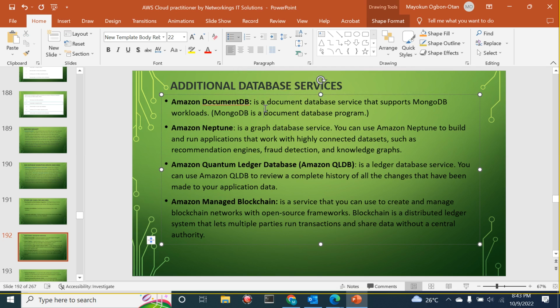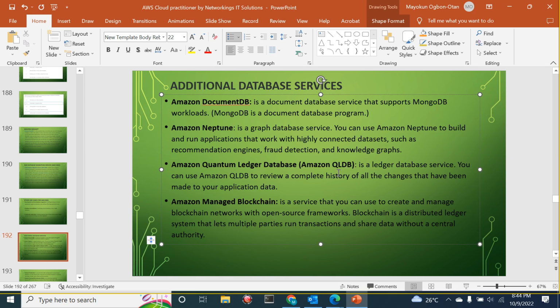Amazon DocumentDB is a document database service that supports MongoDB workloads. MongoDB is a document database program. Just read through. Amazon Neptune is a graph database service. So when you hear a question, okay, what type of AWS database supports graph databases, remember it is Amazon Neptune. You can use Amazon Neptune to build and run applications that work with highly connected data sets, such as recommendation engines, fraud detection, and knowledge graphs.